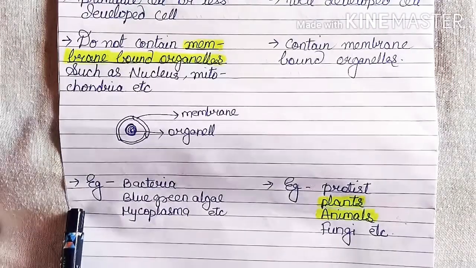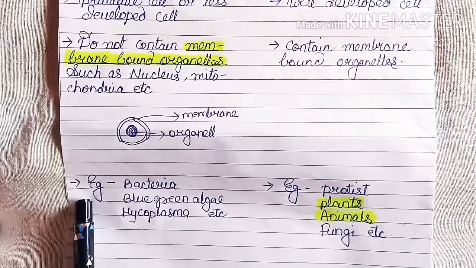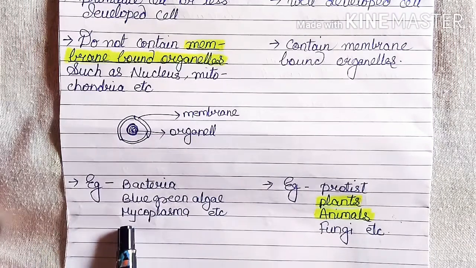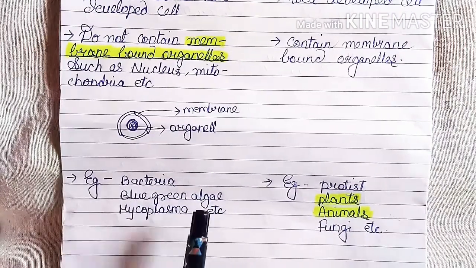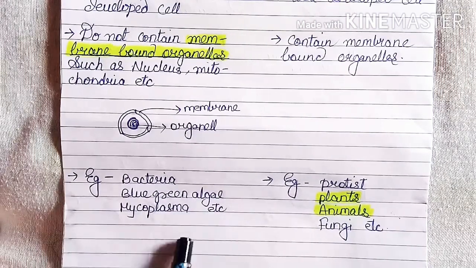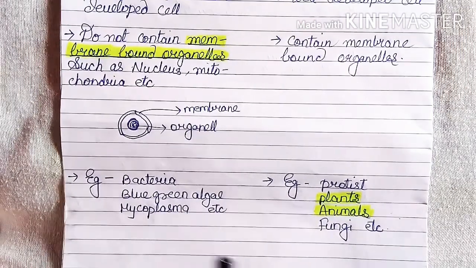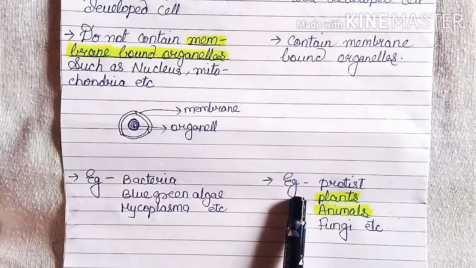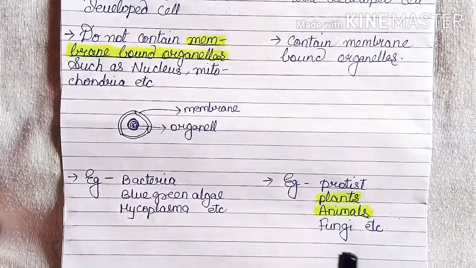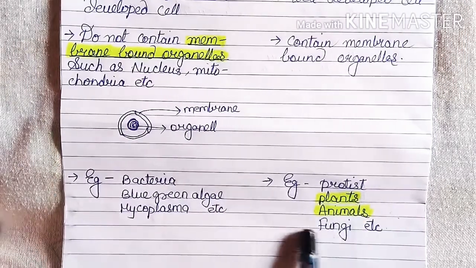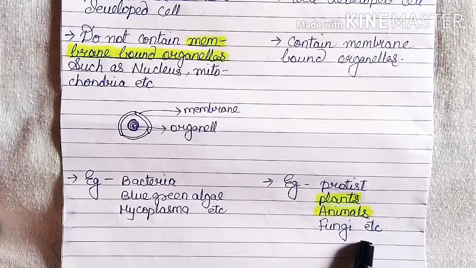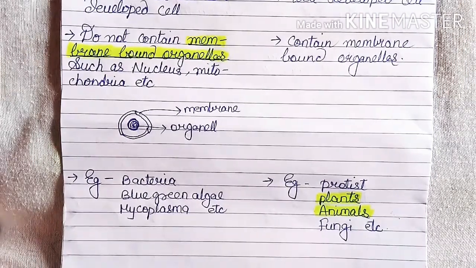Now comes example. The examples of some organisms which contain prokaryotic cells are bacteria, blue-green algae, mycoplasma, etc. So these contain a less developed cell, while the examples of eukaryotic cell are protists, plants, animals, fungi, etc. So they contain a well-developed cell, that's why they have eukaryotic cell.